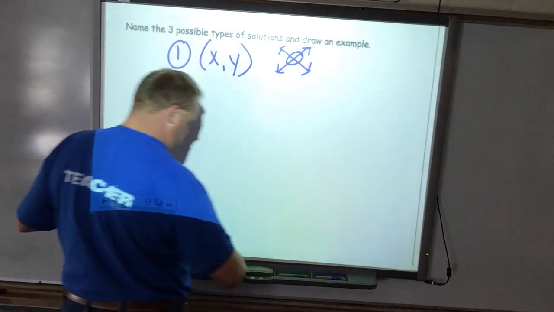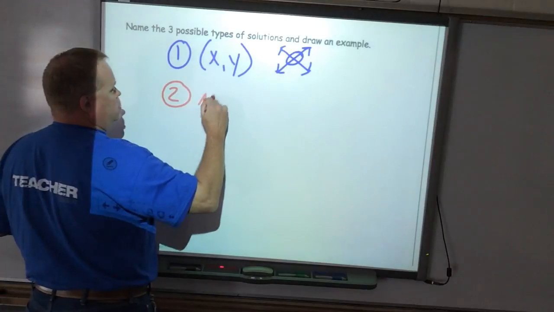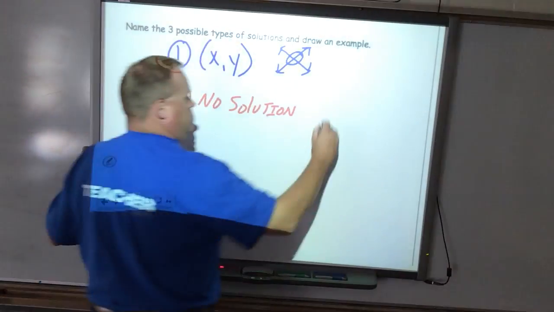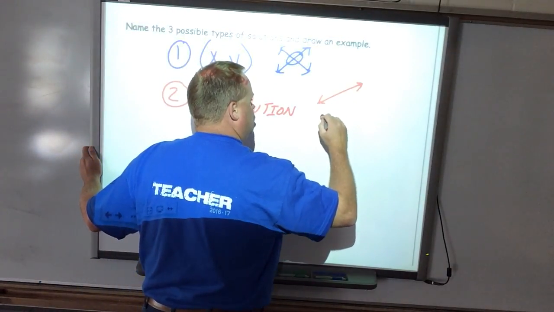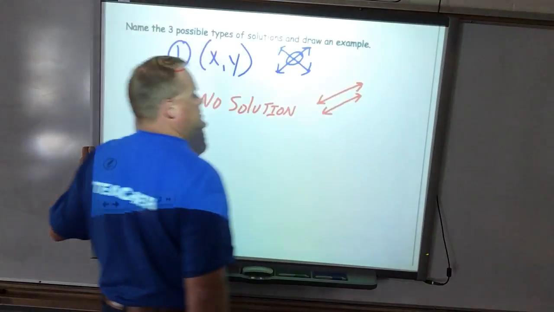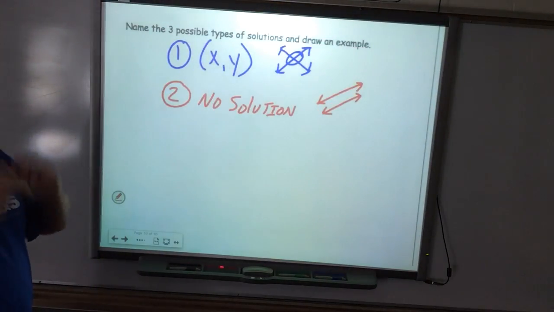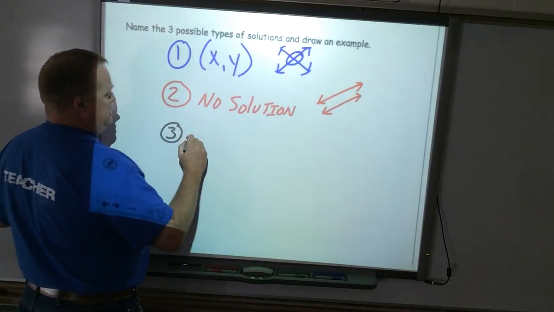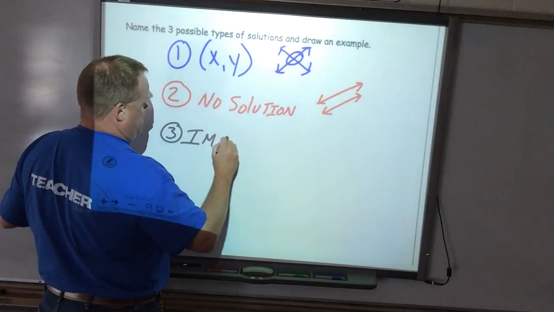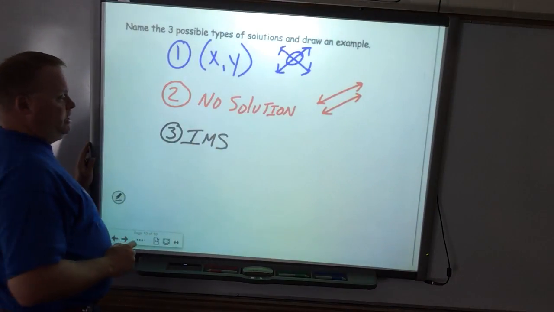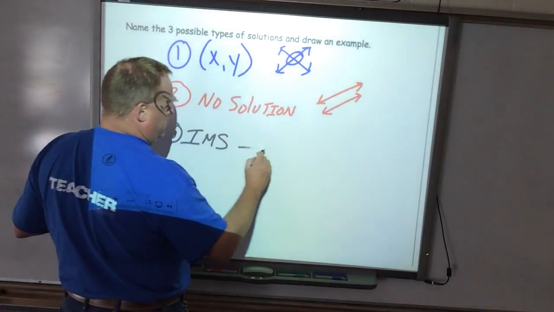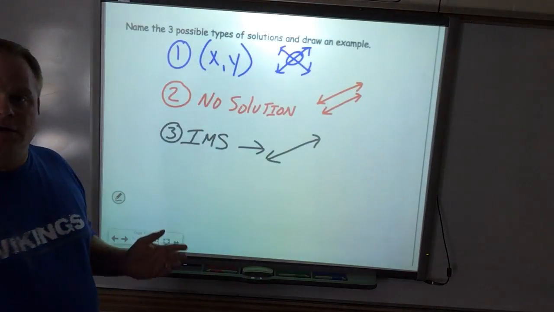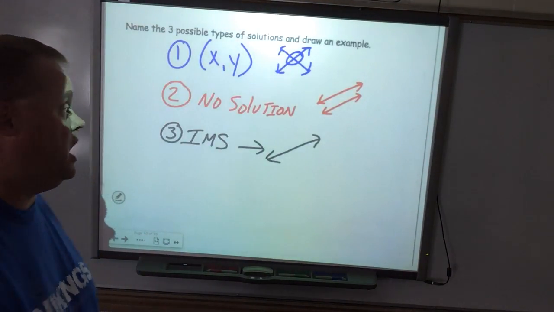The second one, we just saw it, that is no solution. And no solution would be 2 parallel lines. They're running forever and ever and ever, and they never cross. And the third one we just saw, and that is infinitely many solutions. And what would that be? Well, it's really kind of a cool one. It is just one line. So both equations end up being the same line.